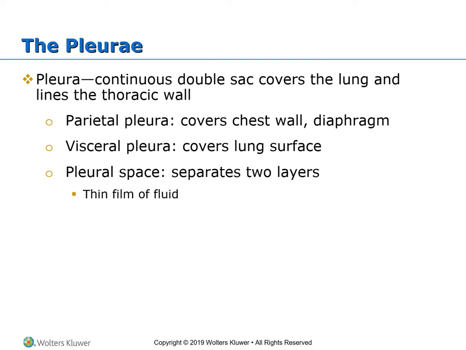In between those two layers, we have a tiny space that, again, like in other serous membranes, will have a thin film of fluid that is produced by the serous membrane. And this space is called the pleural space. The main role of the space and the fluid is to allow for expansion and contraction of the chest and the lungs during their functioning to be smooth and prevent friction.